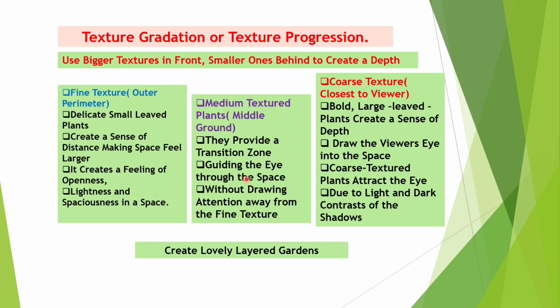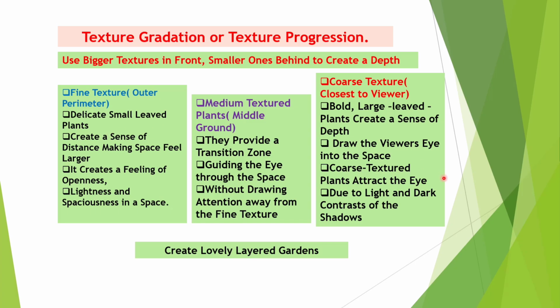And then at the far end, that's the back, you are keeping the small leaves, that's a fine texture, and it looks far and creates depth. So you are creating layers of depth by placing coarse, medium and the fine. As such, the space appears larger. If you reverse the order, the space will look very small. You will feel the space is smaller because you are keeping the fine texture, which has less visual weight, at the front.